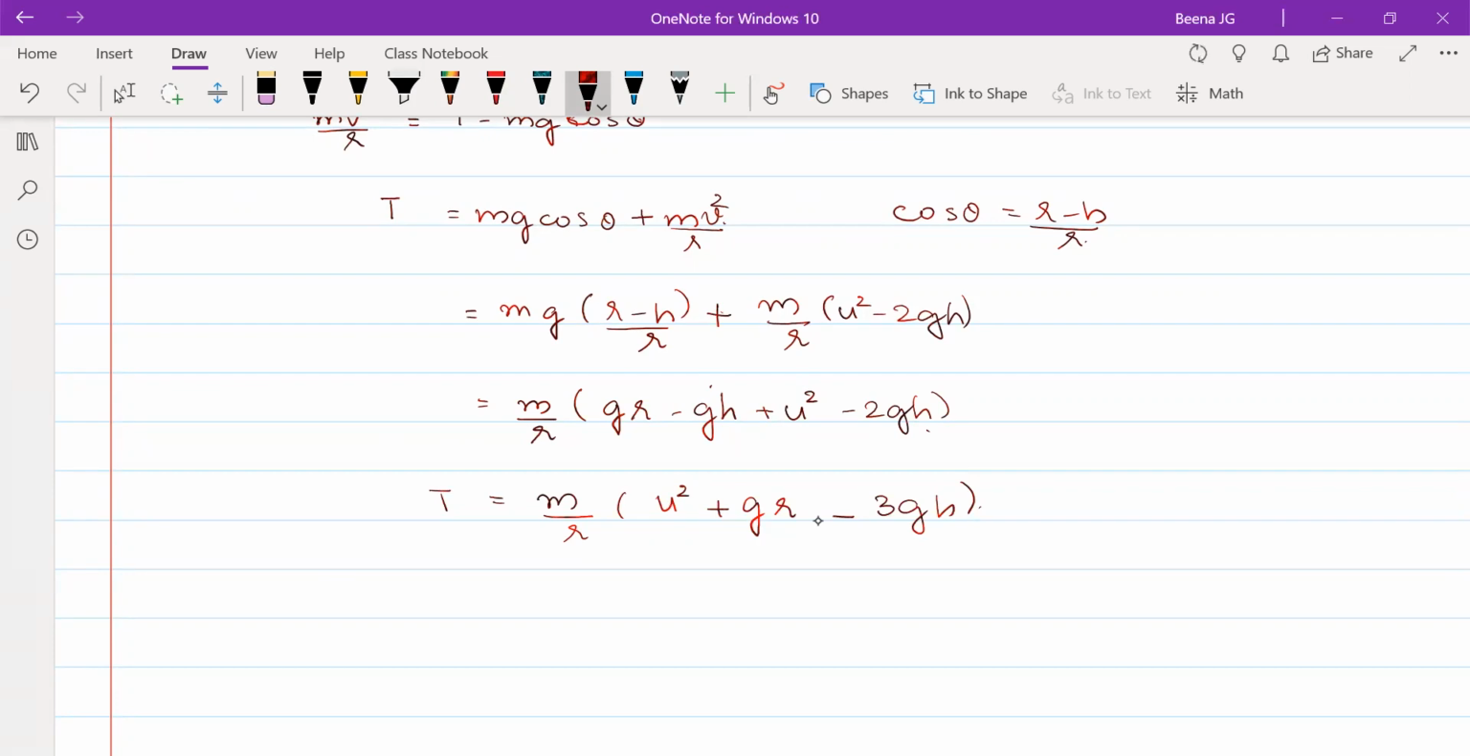So we can tell that this is the tension acting along the string at any point.